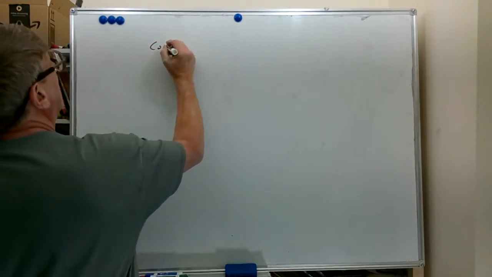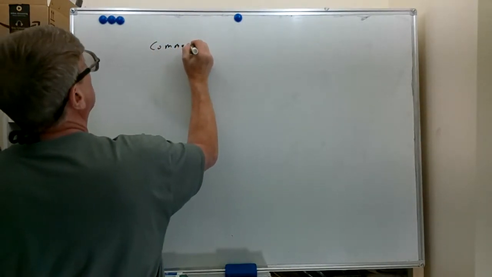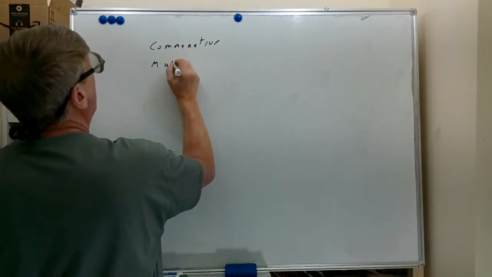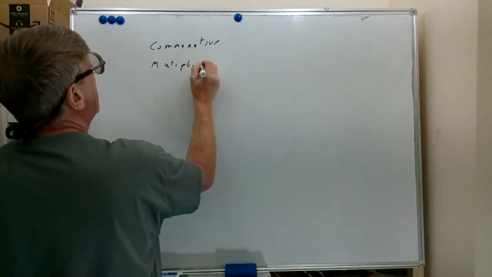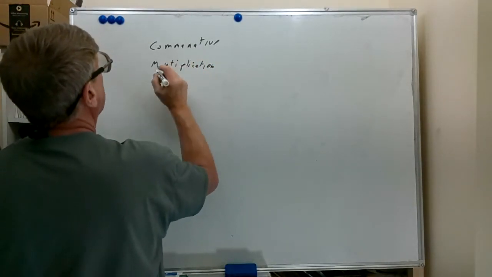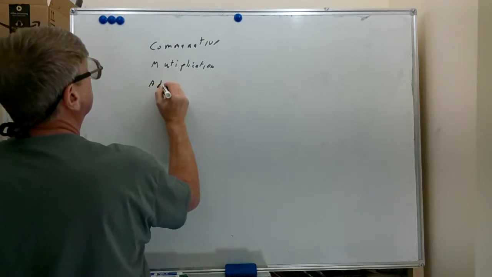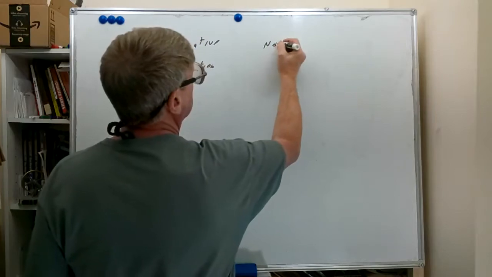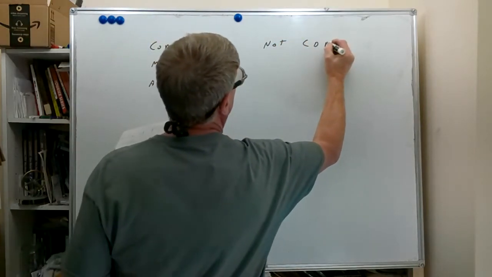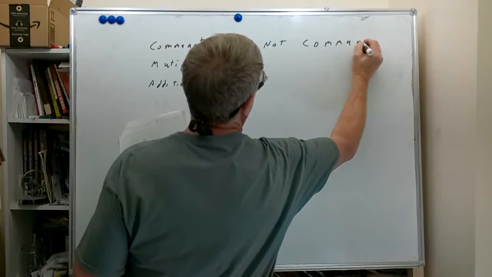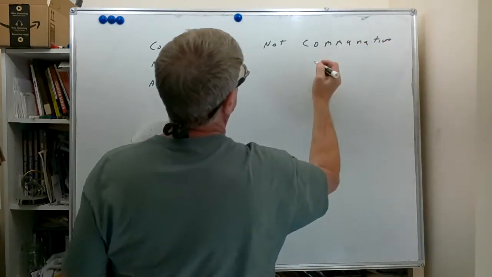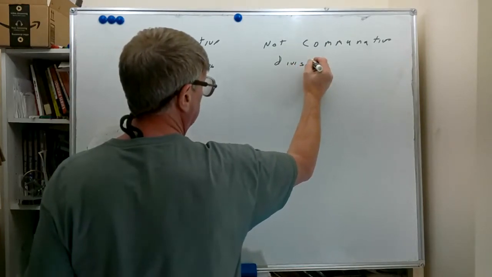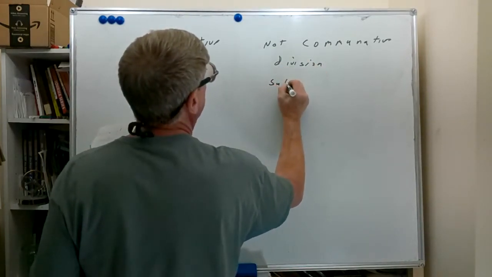Commutative: multiplication and addition. Not commutative: division and subtraction.